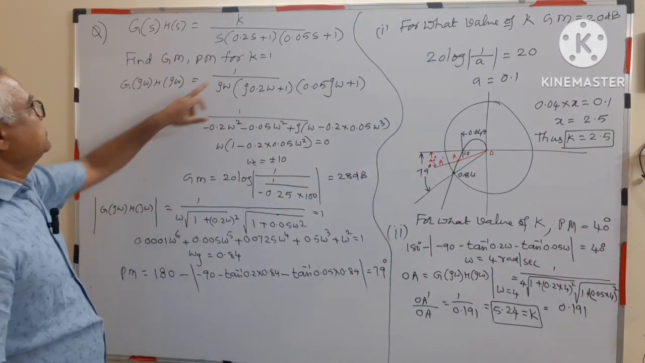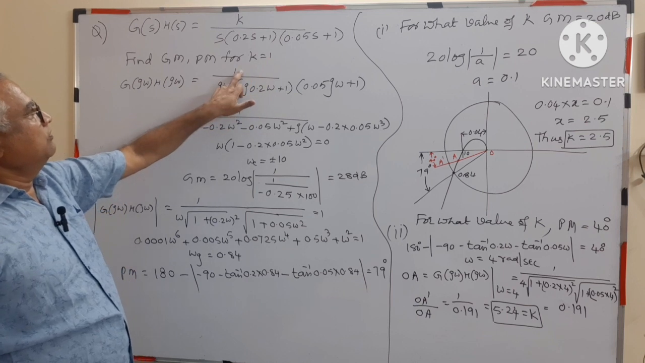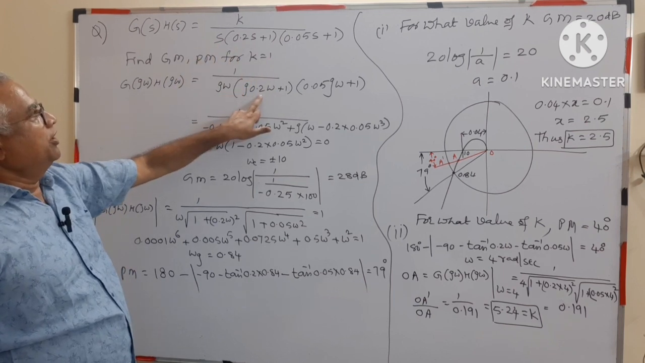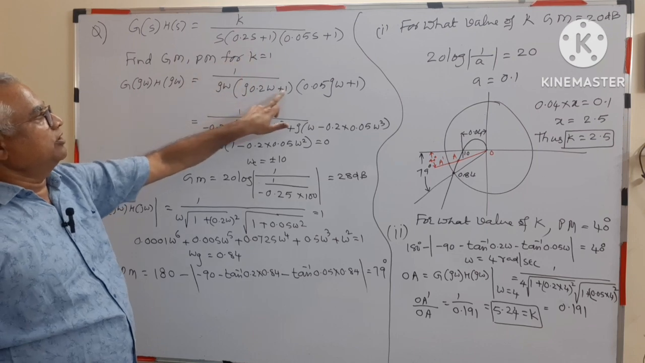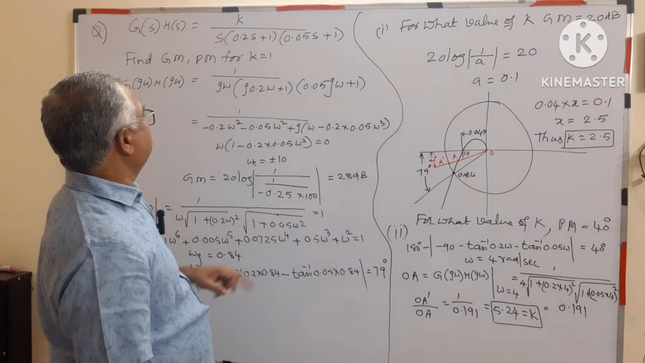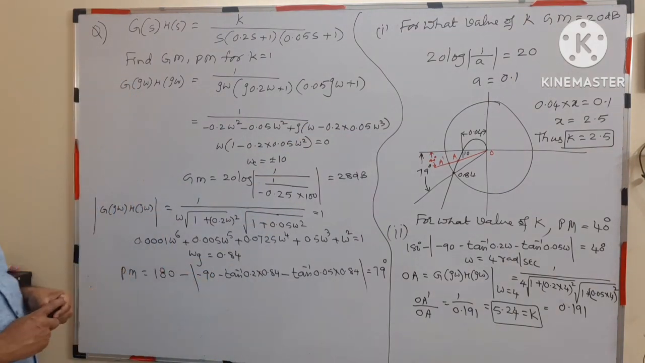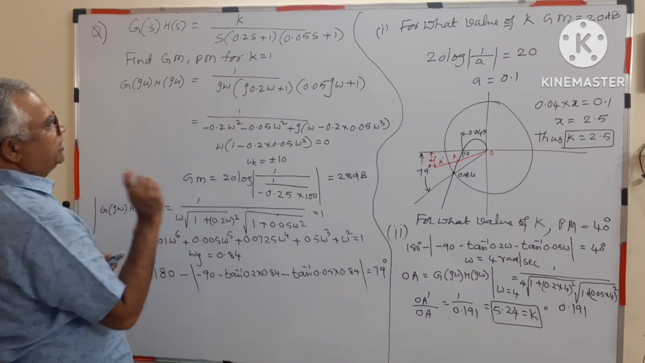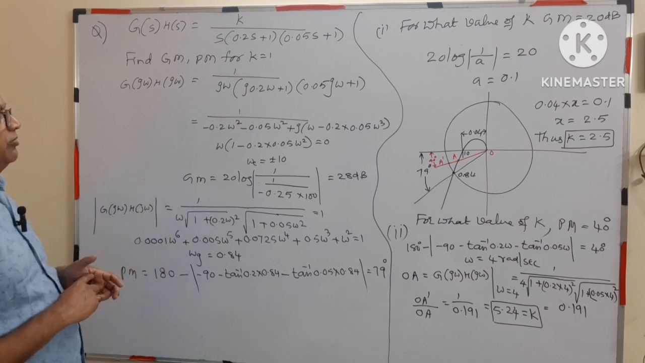So to solve this with K equal to 1, we have 1 divided by j omega, with 0.2 s replaced with j omega plus 1, and 0.05 j omega plus 1. And to find the gain margin, what do we need? Omega c. How do we get omega c?